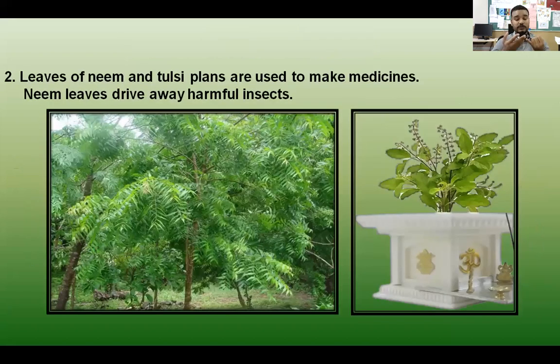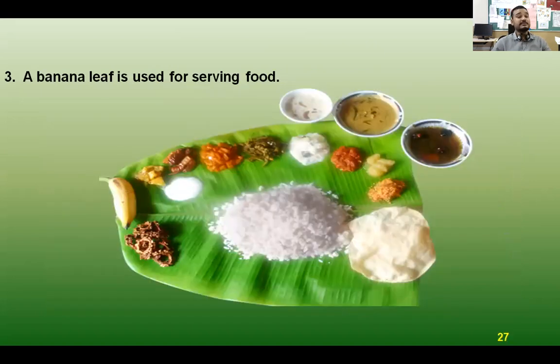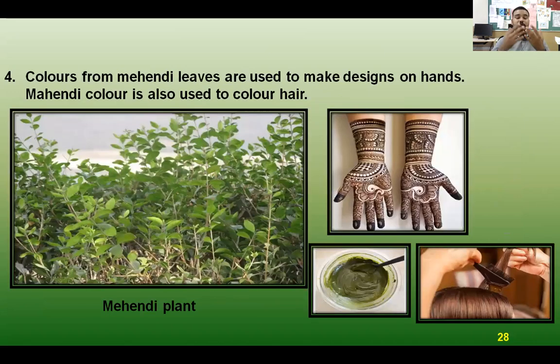Then some plants are there like neem and tulsi. These plants have medicinal qualities, so they are used to drive away some insects and all that. Then in the southern part of our country, banana leaves are used for serving food. And you might have seen mehndi designs on the hands of ladies. That mehndi is also made from the leaves of a plant, and nowadays mehndi is used for coloring our hair also.